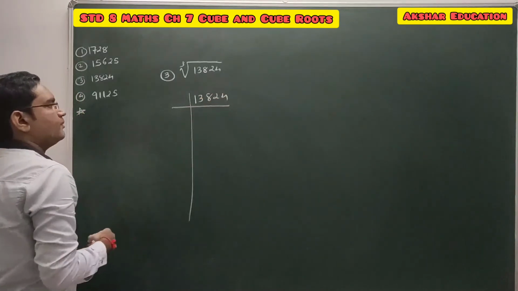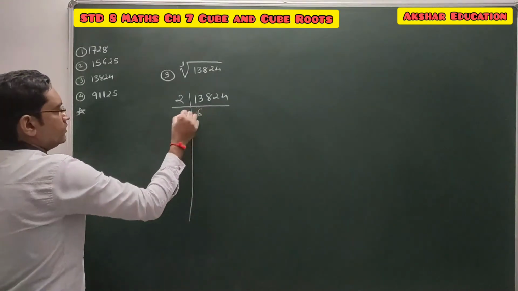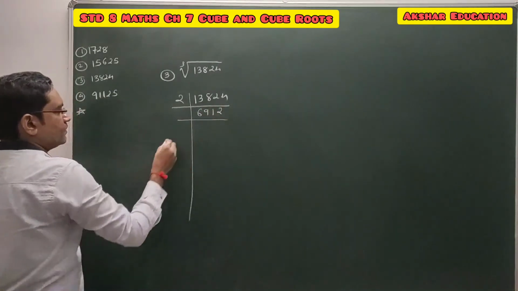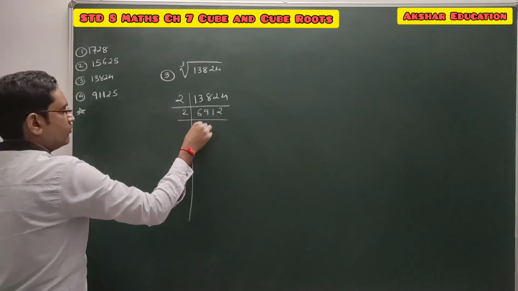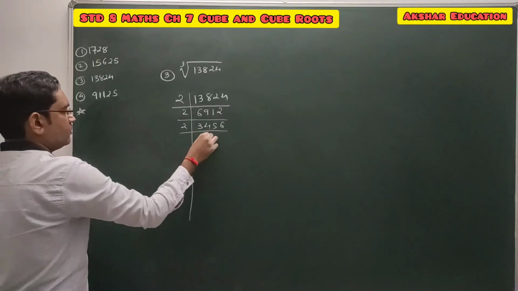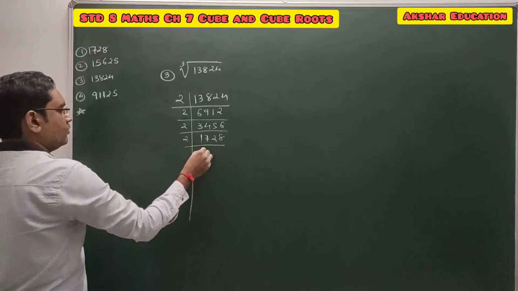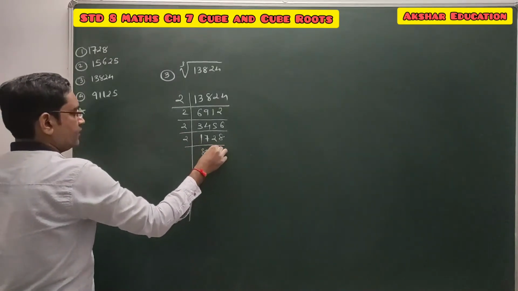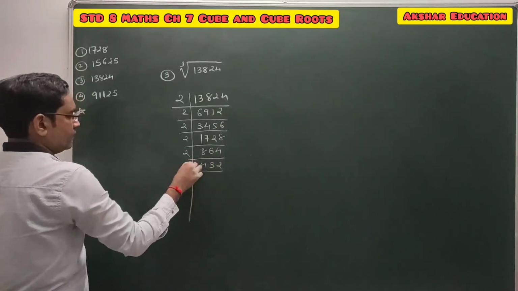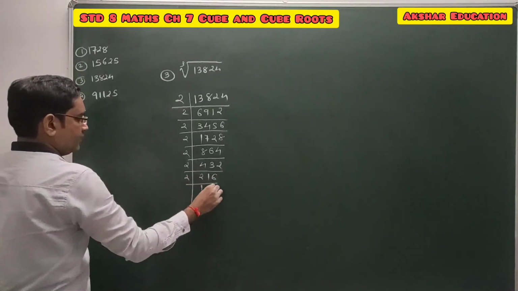So here unit place digit is 2. Start division with 2. 2 6s are 12, 2 9s are 18, 2 1s are 2, 2 2s are 4, 2 3s are 6, 2 4s are 8, 2 5s are 10, 2 6s are 12. Again 2, 2 1s are 2, 2 7s are 14, 2 2s are 4, 2 8s are 16. So again 2 8s are 16, 2 6s are 12, 2 4s are 8, 2 4s are 8, 2 3s are 6, 2 2s are 4. Again 2, 2 2s are 4, 2 1s are 2, 2 6s are 12, 2 1s are 2 and 2 8s are 16.